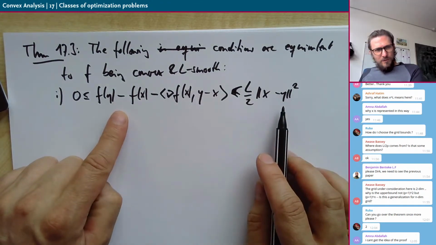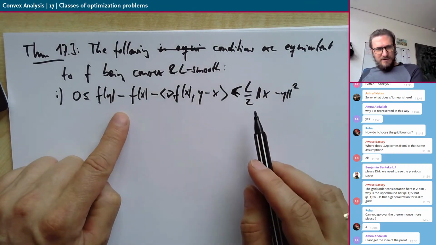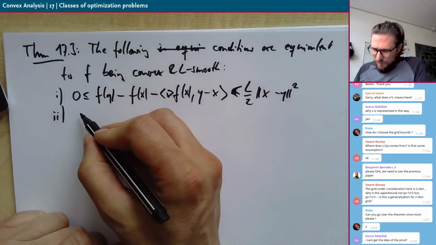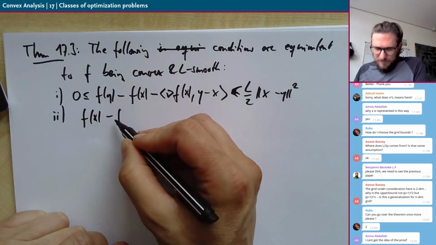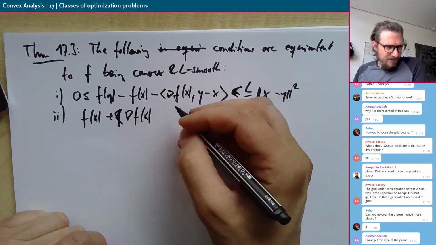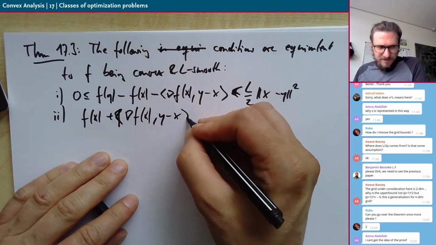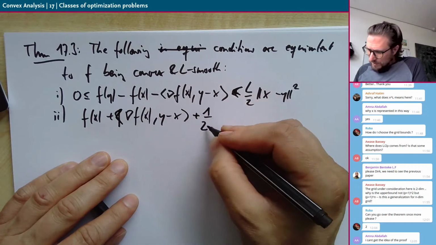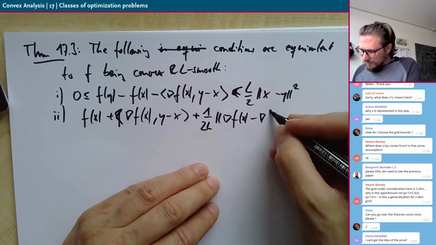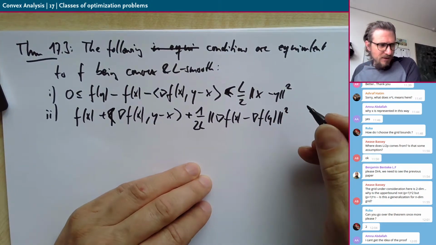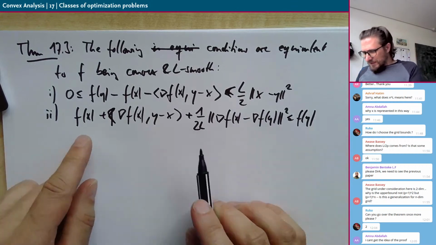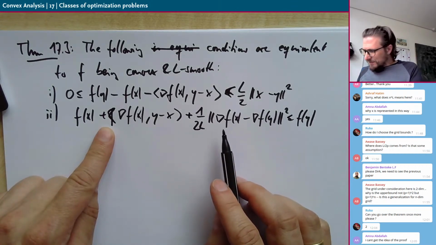So if this holds for all x and y, then the function is convex and L-smooth, and vice versa. What is also equivalent is that for all x and y, f of x plus gradient f of x times y minus x plus 1 over 2L times the squared norm of the difference of gradient of f of x and gradient of f of y is smaller than f of y. You may notice that some of them look pretty similar, but actually they are different.